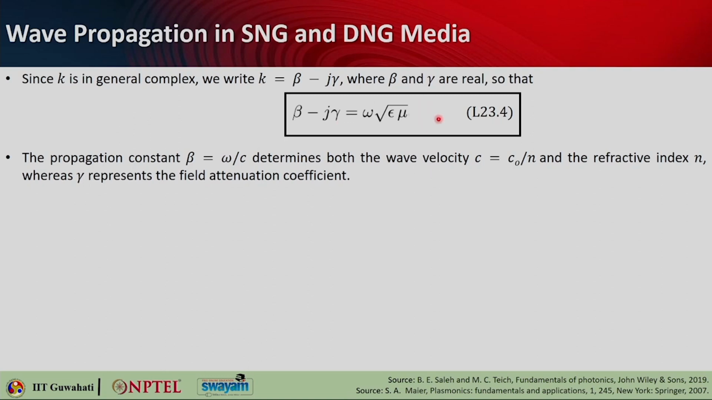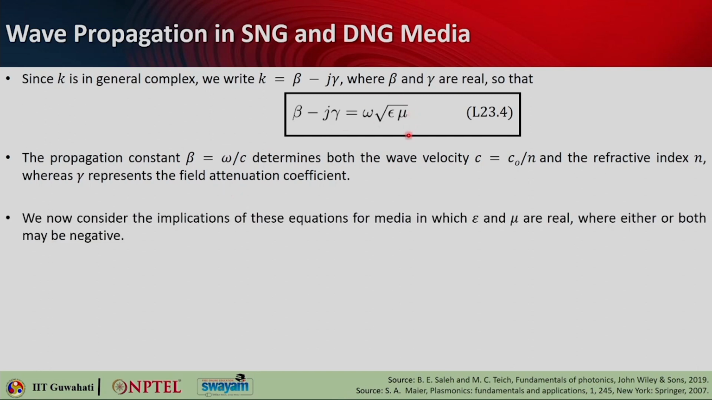Because there is no imaginary part on the right hand side. So what is beta again? Beta is basically the propagation constant. So beta can be written as omega by c, and determines the wave velocity c. So c is basically c naught over n, where n is the refractive index, and gamma, that we have discussed, is basically the field attenuation constant. In this case gamma is 0.